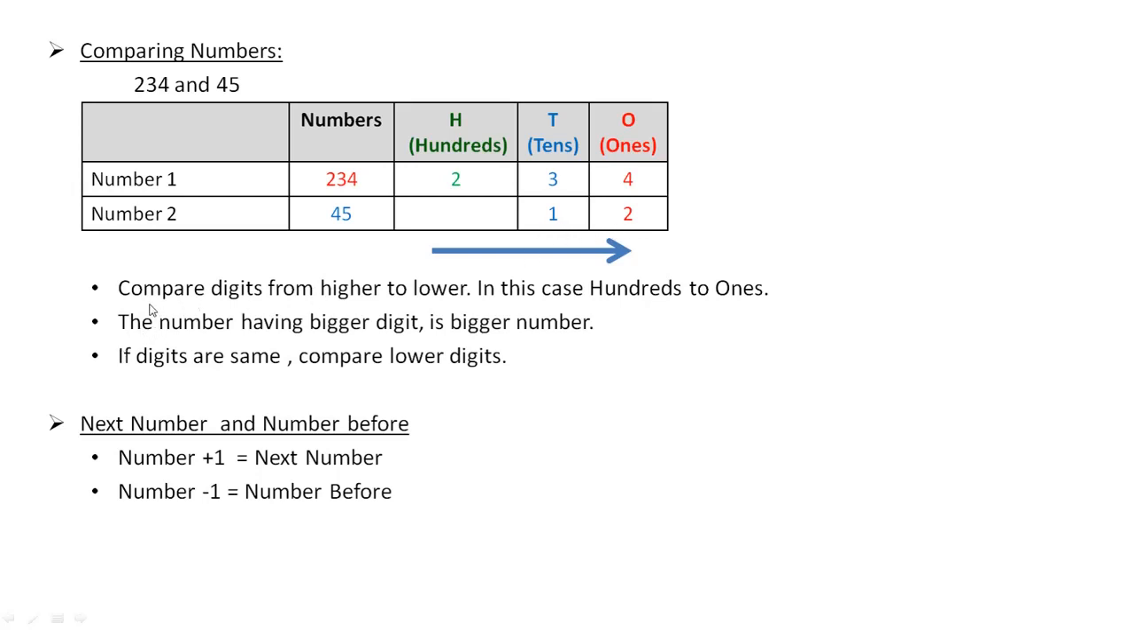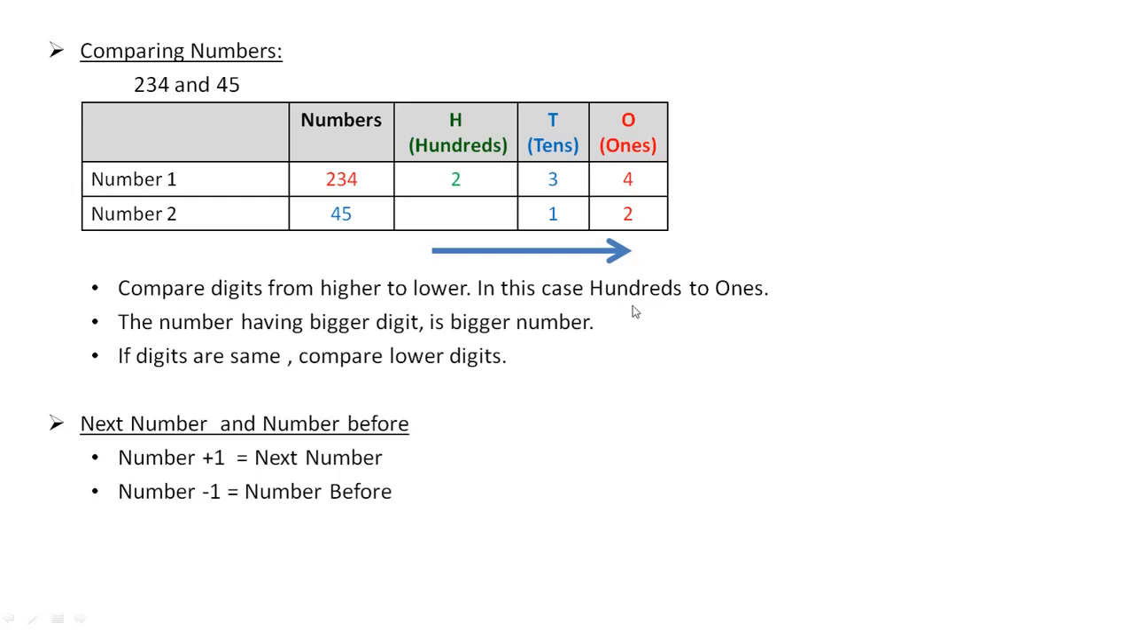So how do we compare two numbers? Compare digits from higher to lower. That means if we have hundreds, tens, ones, then we will start from hundreds. Do we have digits in hundreds? Then if the hundreds digits are same, then we go for the lower digit, right?